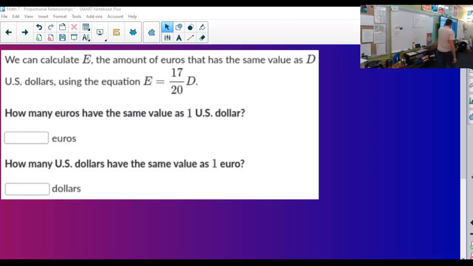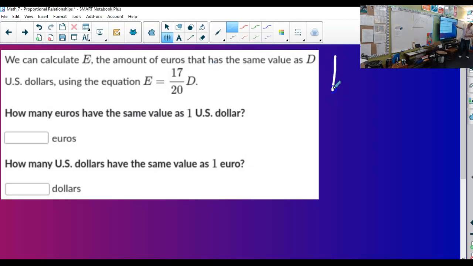So, the equation they give us that we're all going to start writing down first is E equals 17 over 20 times D. You should write this down. That's why I'm awkwardly staring at you. Go get paper.